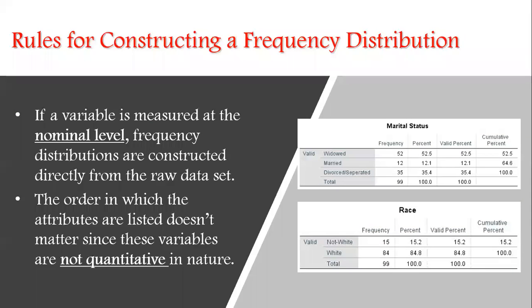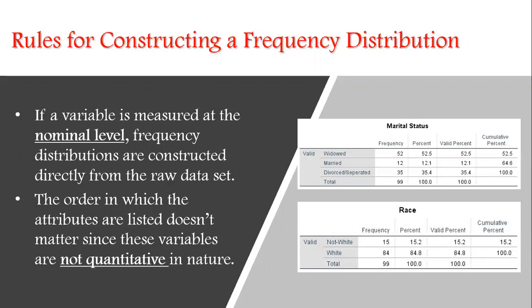In terms of rules for constructing a frequency distribution, this is where the concept of levels of measurement come into play. If a variable is measured at the nominal level, frequency distributions are constructed directly from the raw data set. The order in which the attributes are listed doesn't matter since these variables are not quantitative in nature.